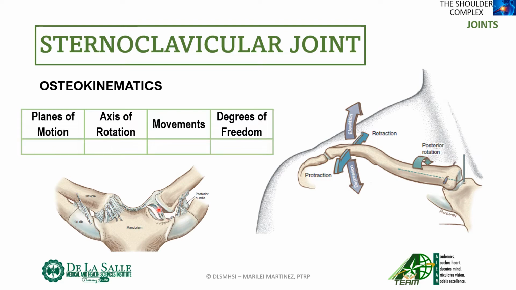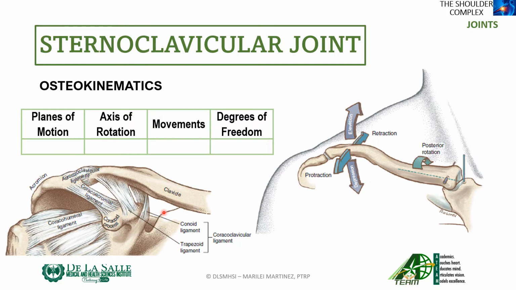On the other hand, your retraction and protraction happens between the sternum and the articular disc. Again, your protraction and retraction happens between the sternum and your articular disc. For the posterior or upward rotation, it is actually a passive motion. Ma'am, why is it a passive motion of the clavicle?